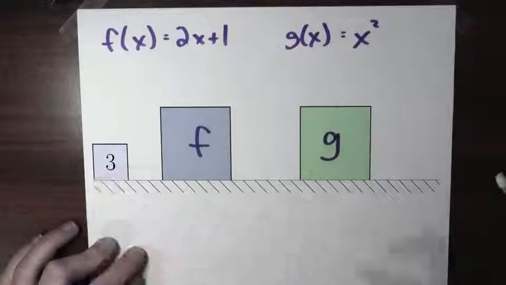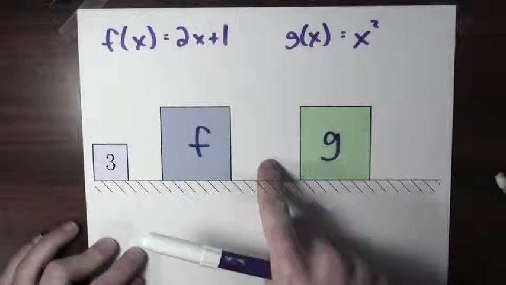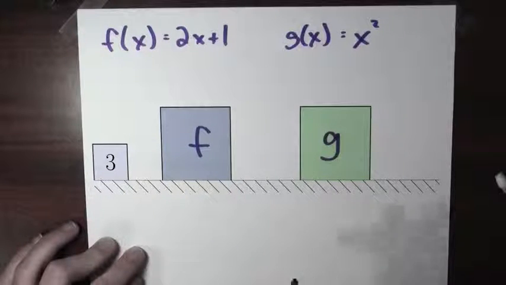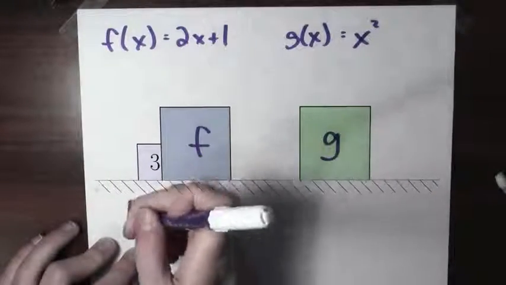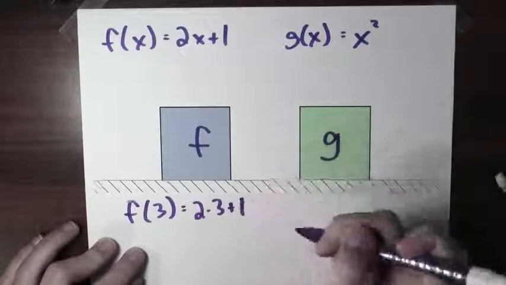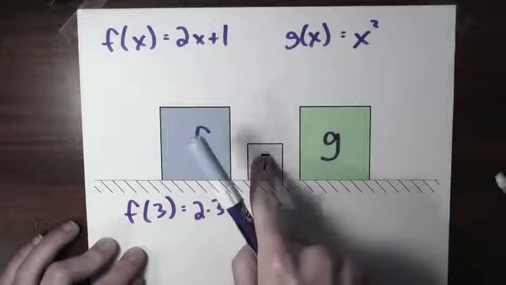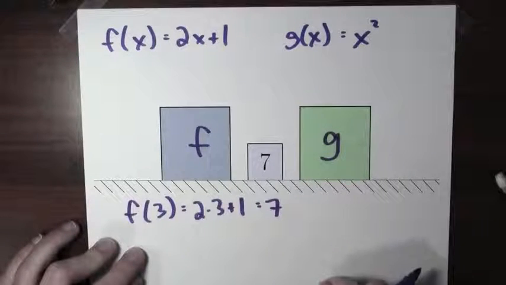And now here I've got a number 3, and I'm going to run that number through the first function, and whatever comes out of the first function I'm going to plug into the second function and see what comes out. So let's take that number 3, let's start moving the conveyor belt. It's going to go through the function f. f of 3 is 2 times 3 plus 1, which is 6 plus 1, which is 7. So now we've got a 7 right there. So the 3 went into the function and it came out as a 7.